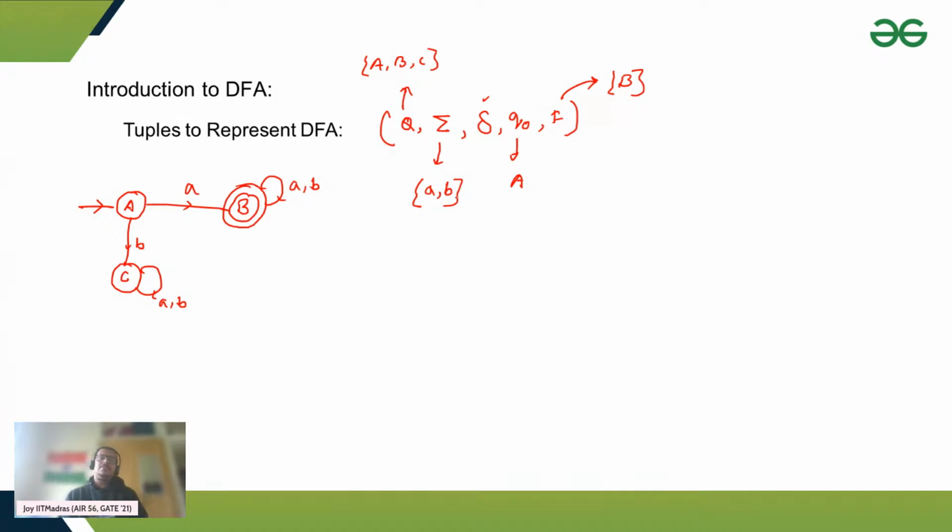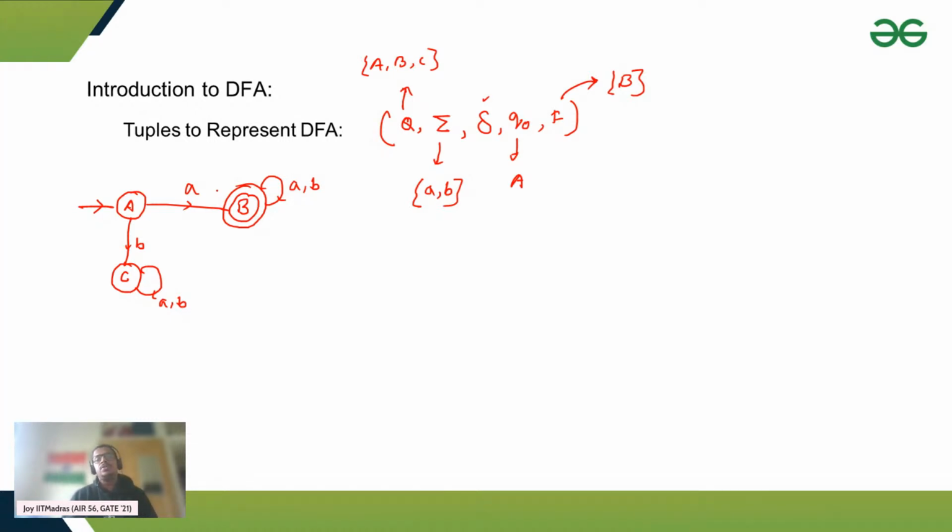Remember, I am telling you that F is basically the set of final states. It means it is possible that there can be multiple final states, and B is one of them. For our case we have only one final state, so that is why we are writing B only. But it is possible that there can be multiple final states.